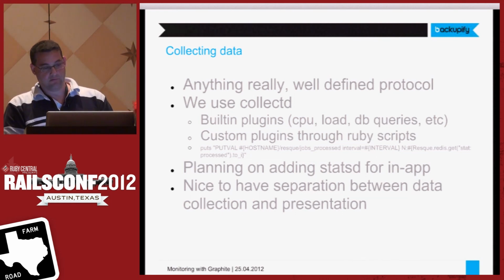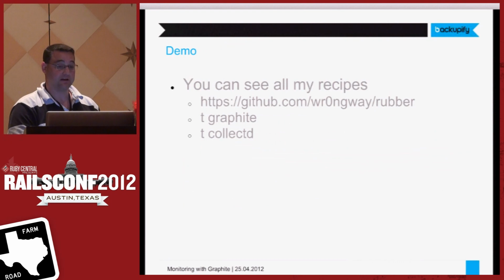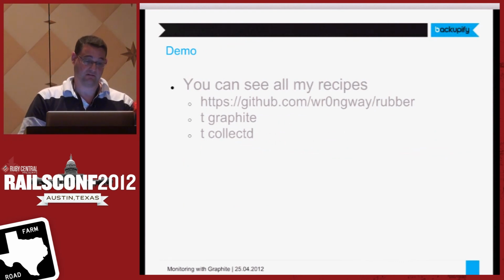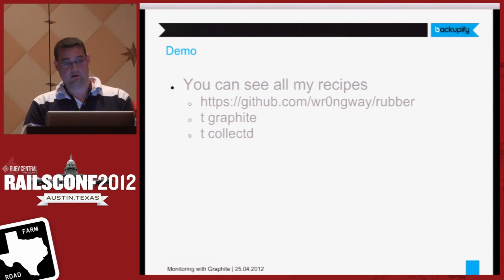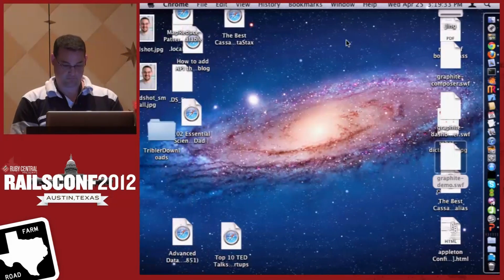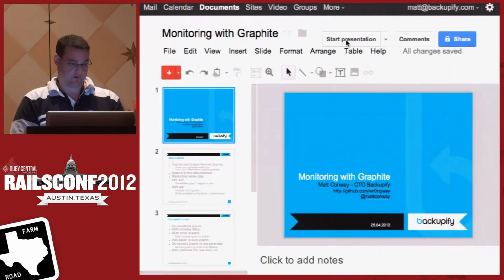So, if you wanted to see the recipes I used to set it up, you can check out Rubber. I have them all in there. If you used Rubber, you'd get Graphite for free, kind of. And with that, let me show you a demo of the Graphite web UI.